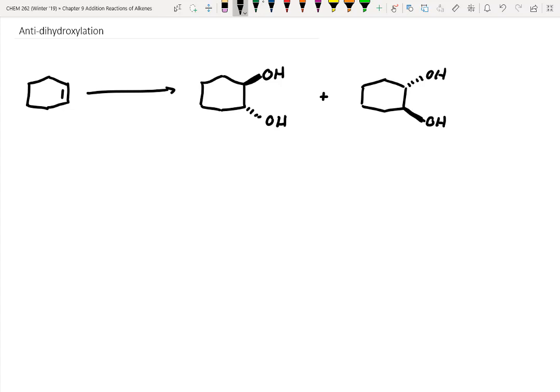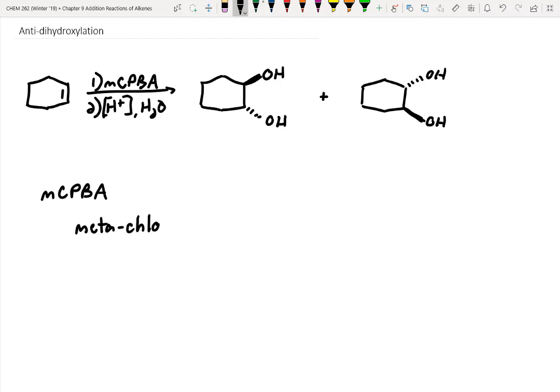We have a set of reagents that are pretty commonly used, and I apologize beforehand, it's more alphabet soup. So it's MCPBA, followed by acid and water. So now the question is, what is MCPBA? Well, naturally, it's metachloroperoxybenzoic acid. That'll win Scrabble for you.